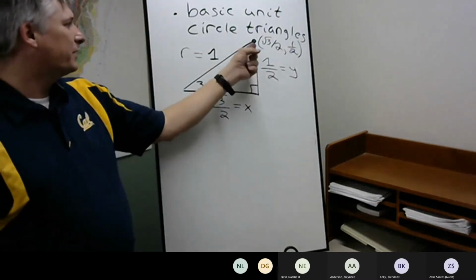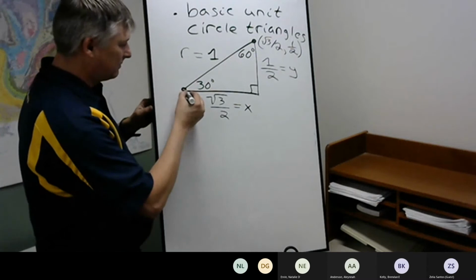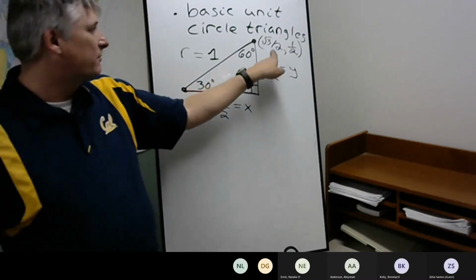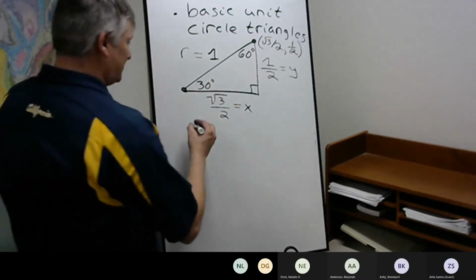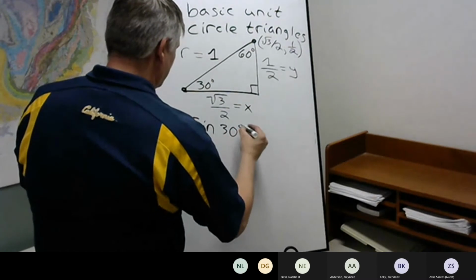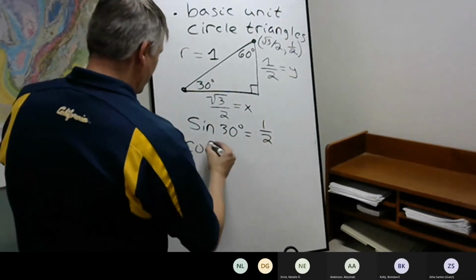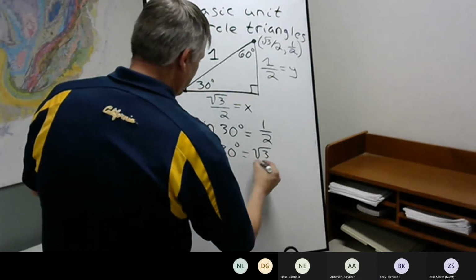So there's a height of 1/2, a distance from the origin of rad 3 over 2, and so it gives a coordinate of rad 3 over 2, 1/2. So this tells us that the sine of 30 degrees is 1/2, and the cosine of 30 degrees is rad 3 over 2.